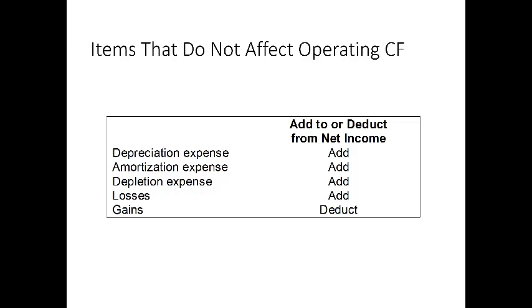So here are these other items. This is a nice little summary table. If we have depreciation expense, amortization expense, or depletion expense, we have to add it back to net income to get to operating cash flows. With losses, we have to add those back. With gains, we have to deduct them. So that's pretty helpful to look at.